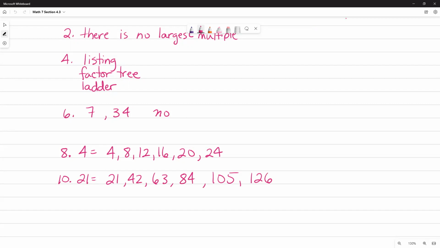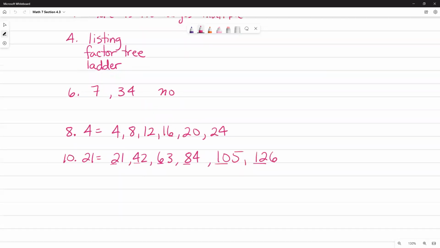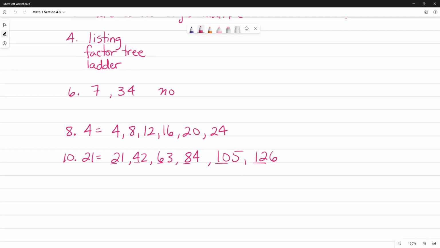I thought you said 106. No. Yeah, that's 126. That first digit, and then it becomes the hundreds place. 2, 4, 6, 8, 10. Yeah, it increases by 2 every time.